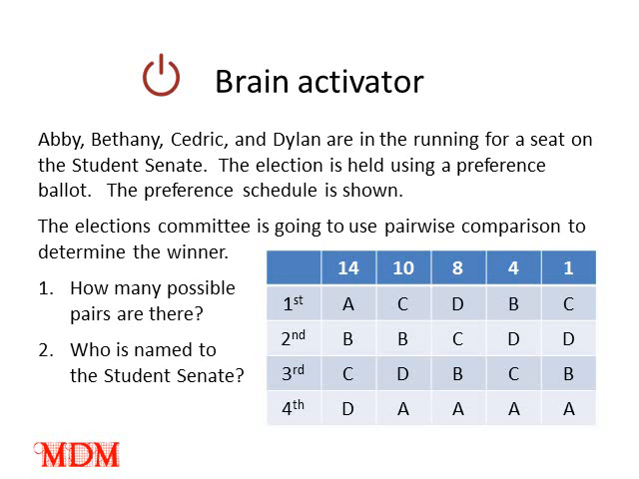The Elections Committee is going to use pairwise comparison to determine the winner. 1. How many possible pairs are there? And 2. Who is named to the Student Senate? Please pause the video as you work on this problem. You will want to use the handout that has the brain activator on it as you begin to work.